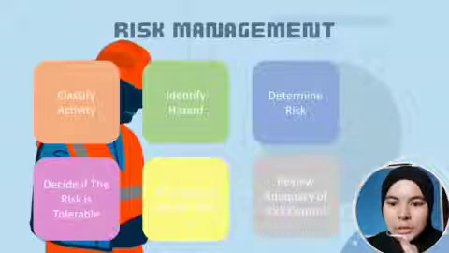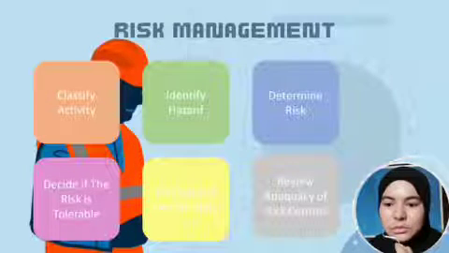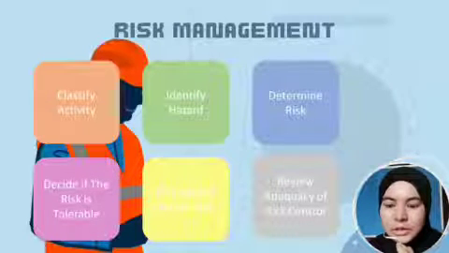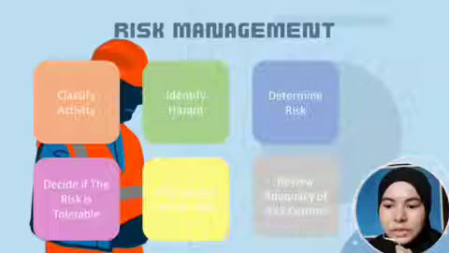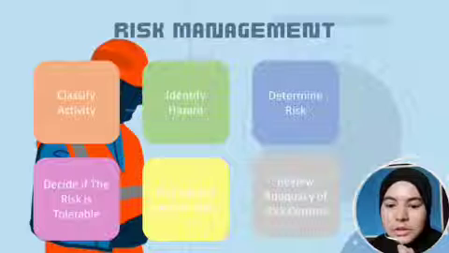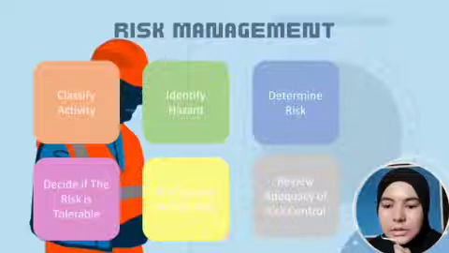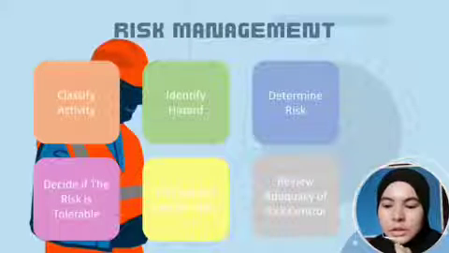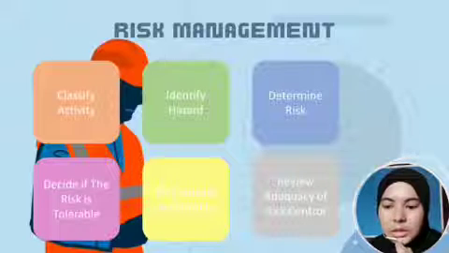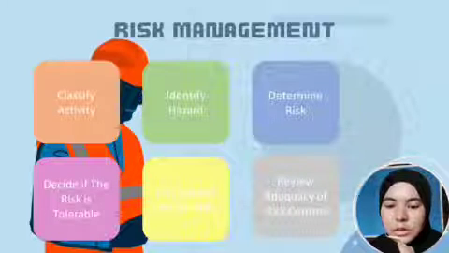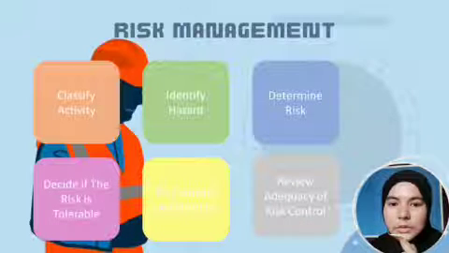So I will talk about the method of risk assessment. Okay, this is the flow of risk management. The first thing we need to do is to classify the activity. After the classification, we need to identify the hazard. Next is to determine what the risks from the activity are and decide if the risk is tolerable. And after we decide, we need to take action to control the risk, and lastly, review the effectiveness of the risk control.